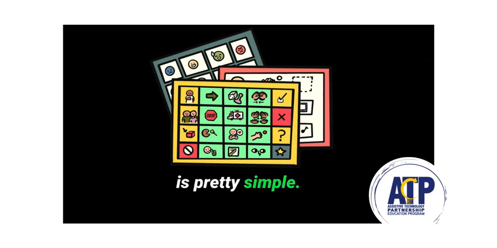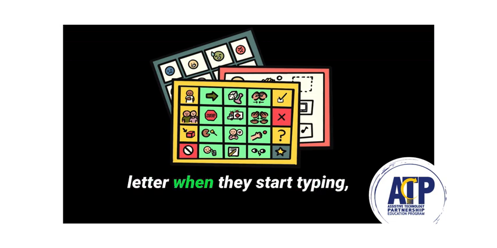And the trade-off is pretty simple. More buttons means more core vocabulary immediately available and fewer page changes, but the buttons get smaller. The rule of thumb, button size should only be as large as necessary for successful access. Think about it like a keyboard analogy. Most kids don't know every letter when they start typing, but we don't cover half the keyboard to compensate. The vocabulary grows into the system over time.